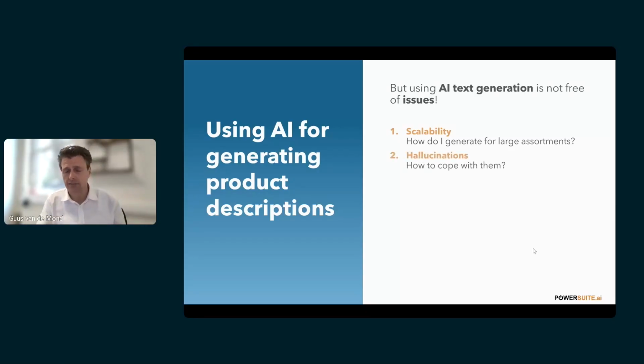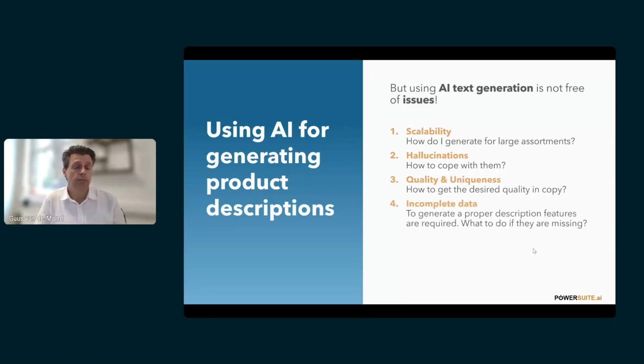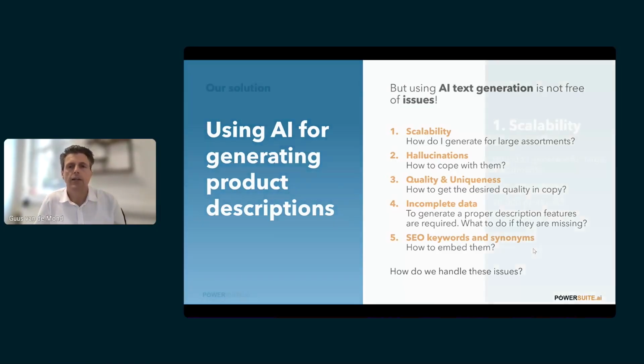Hallucinations are a well-known issue. Generative AI sometimes makes things up. So how do you deal with that? With quality and uniqueness, how can you achieve that? Incomplete data, if I want to generate text for products, it's helpful to have all those characteristics. But what if I don't have them? What do I do then? And how do I handle SEO keywords and their synonyms? So as I said, let's take a quick look at what PowerText does and how it deals with these challenges.